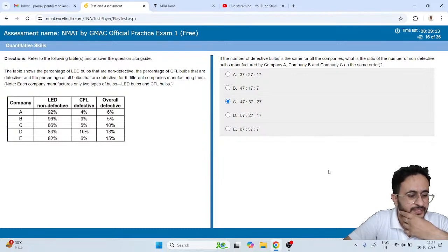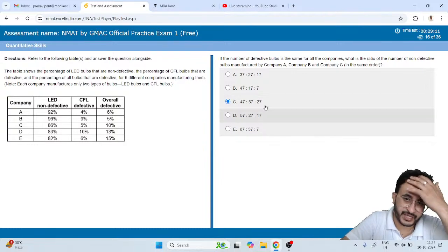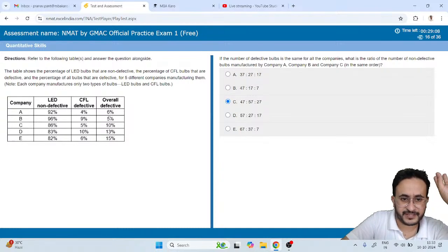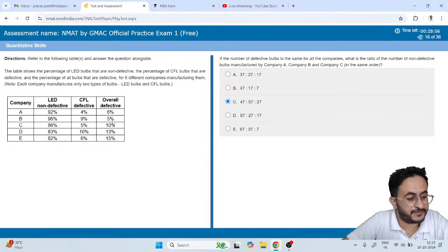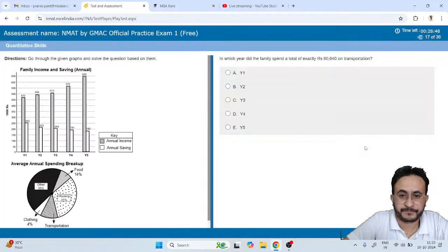One thing, how could I have done this without the calculation? Non-defective is asked; overall defective is 6%, so non-defective is 94. Now 47 divides 94, so you can eliminate A, D, E. Second, 95% non-defective, a multiple of 19; 57 is a multiple of 19. So this is how one could have done it without doing the actual calculations.